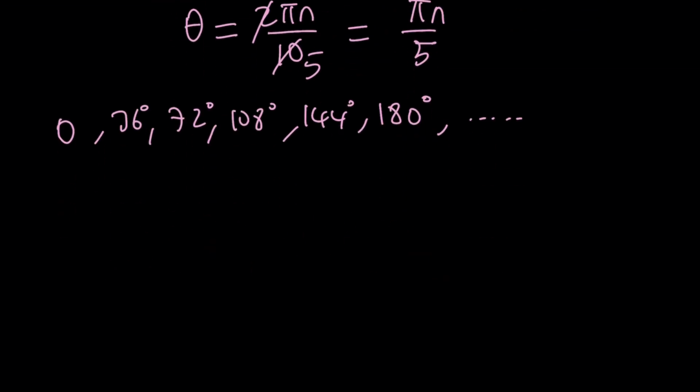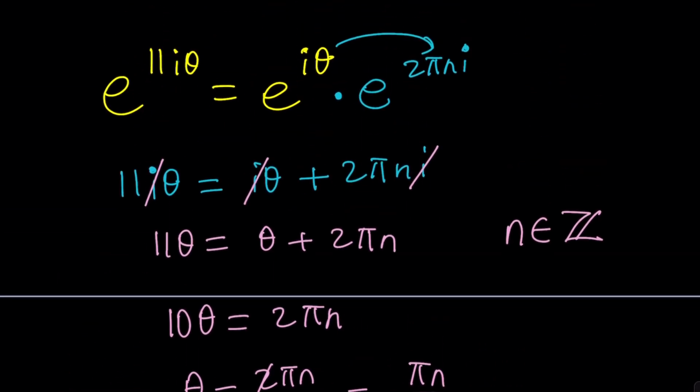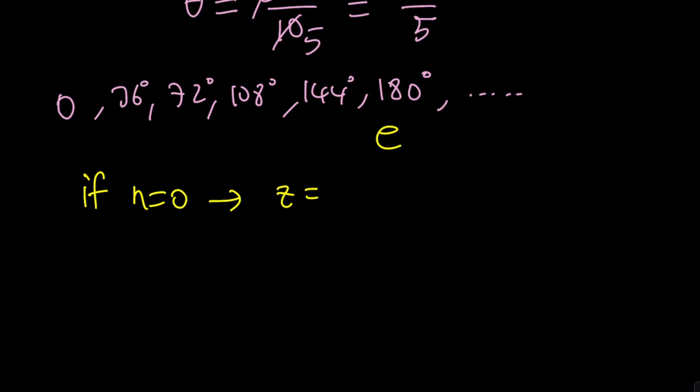So again, if n is equal to 0, then z is going to be, by the way, we call these e^(iθ), right? Or e^(iπn/5). Okay, great. So those are the solutions. If n is 0, then z is going to be 1, e to the power 0. You could also write this as cosine of 0 plus i sine of 0. And sine 0 is 0, so it'll be 1. Good. So far, so good.